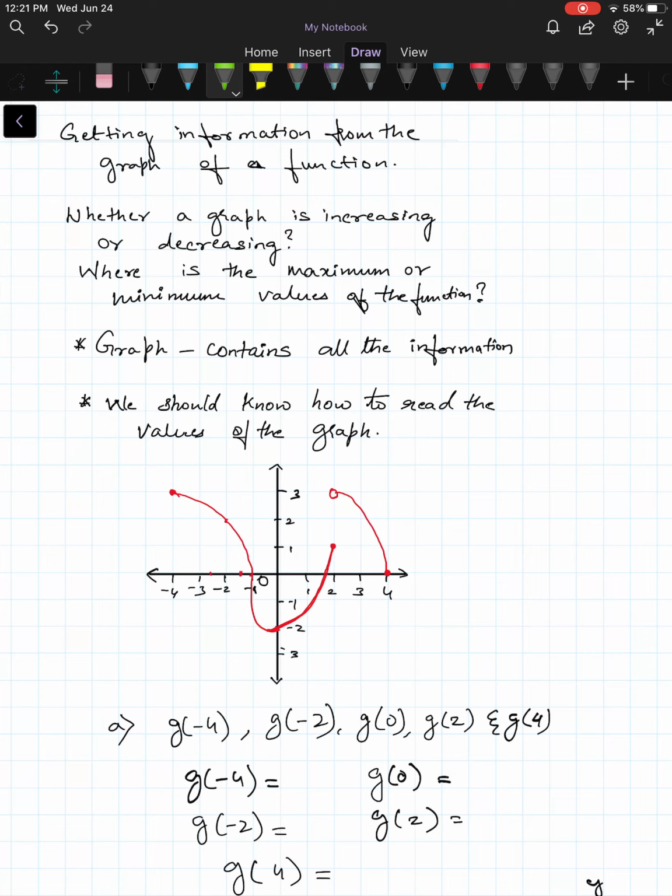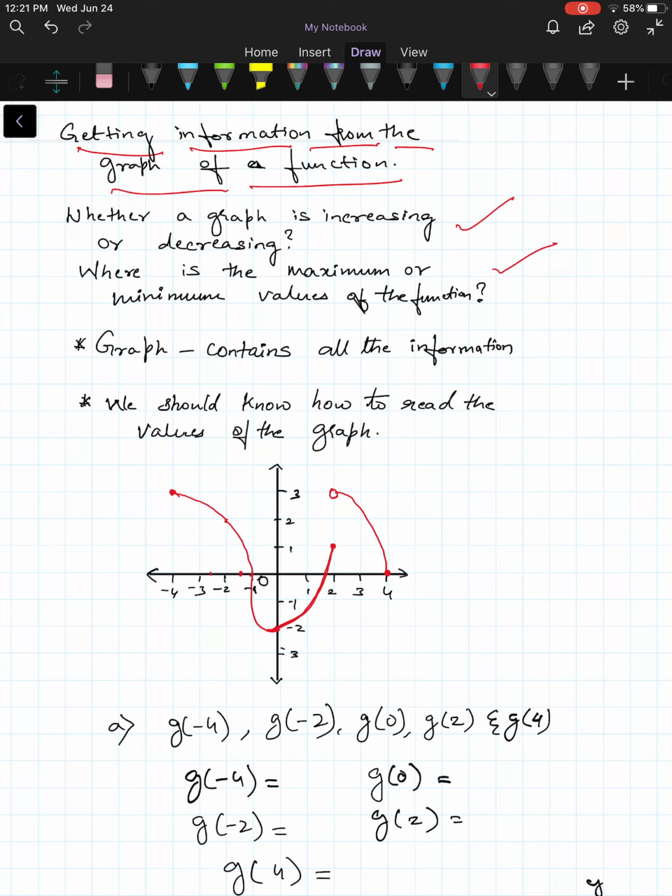Hello everybody. In this video we will learn how to extract information from the graph of a function. Suppose we sketch a graph of a function, so you know how to sketch a graph. How do we extract information, like finding out whether the graph is increasing or decreasing, and where is the maximum or the minimum value of the function?